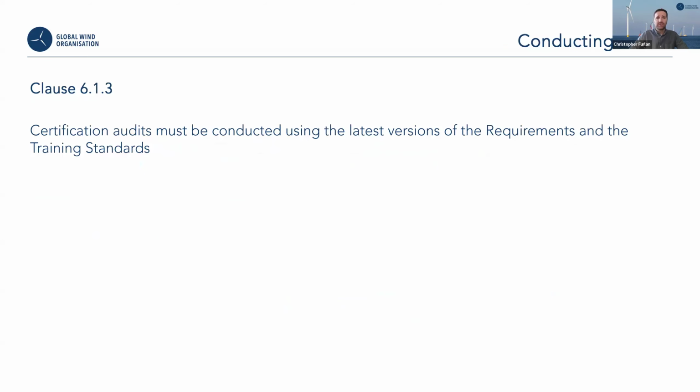The next update is to do with the conducting of audits. So clause 6.1.3, certification audits must be conducted using the latest version of the requirements and training standards. In the previous version, the clause actually allowed the certification body and training provider to decide which version could be used to actually conduct the certification audit. Now it needs to be the latest, and this of course also applies to grace periods.